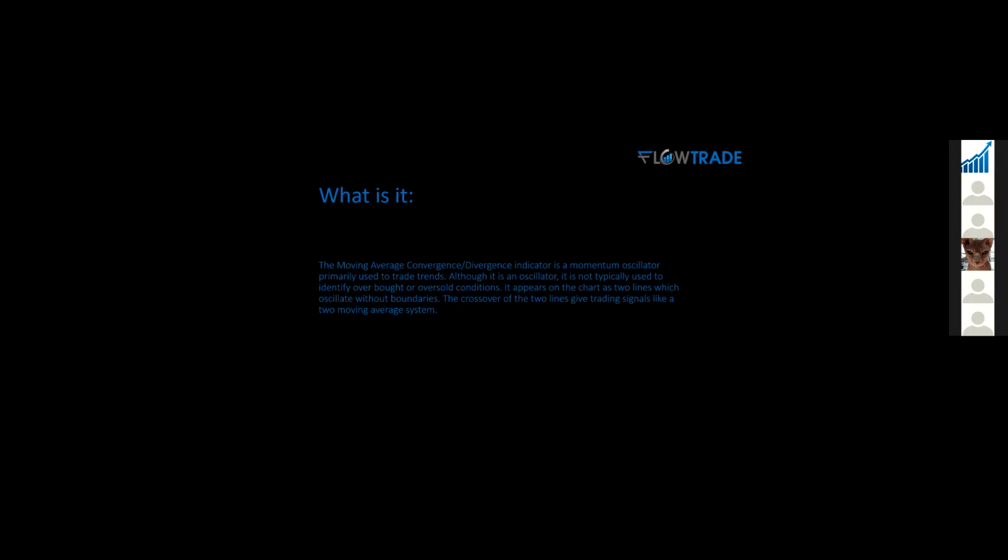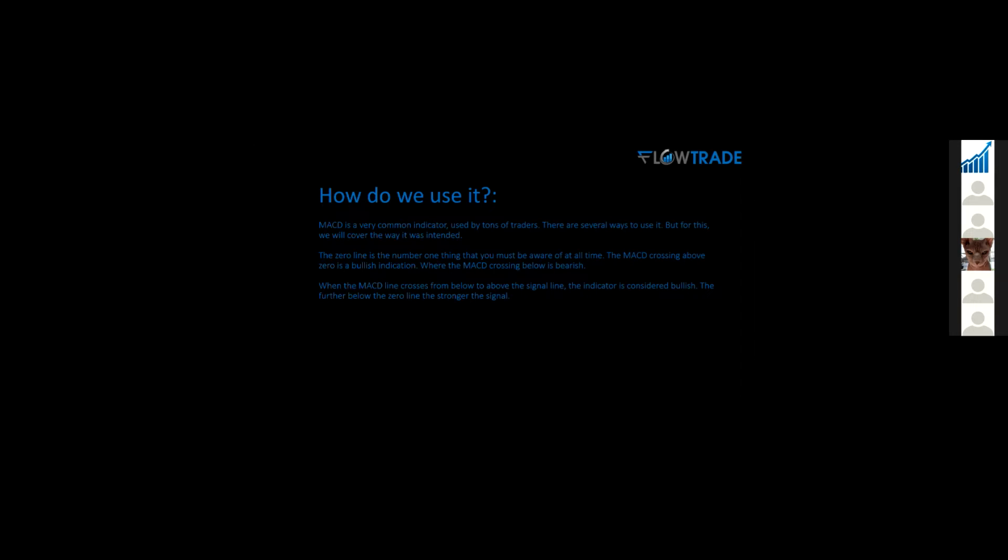All right, so how do we use it? The MACD is a very common indicator. It's used by everybody. There's several ways to use it, but for this one, we're just going to cover the way that it was initially intended. Everyone looks at the crosses of the MACD as the buy and the sell, and that's true. However, that's the secondary use of it. The primary use is the zero line is the number one thing that you must be aware of at all times. So if the MACD is crossing above zero, it's a bullish indication. And when MACD is crossing below, then it's bearish.